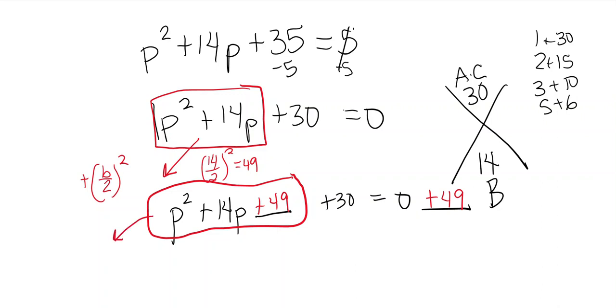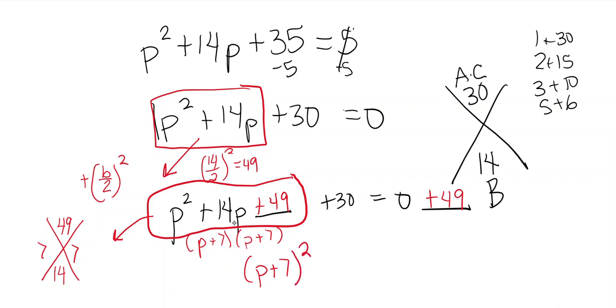So now I can say what two numbers multiply to give 49 and add to give 14. We already know the answer, 7 and 7. So my factored form is p plus 7 times p plus 7, which, when you have a perfect square trinomial, means you're multiplying a binomial times itself. So that's p plus 7 squared, another way to write that. We still have that plus 30 here and equals 0 plus 49 is 49.